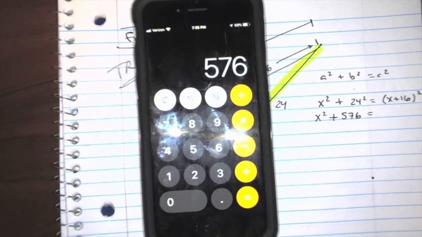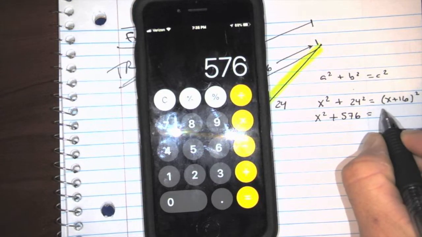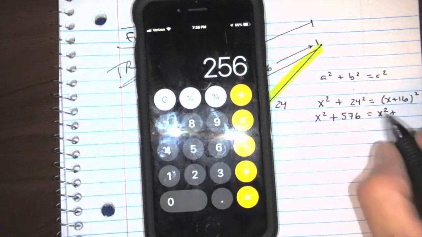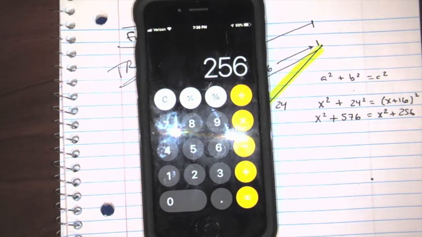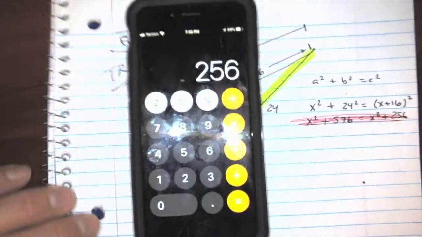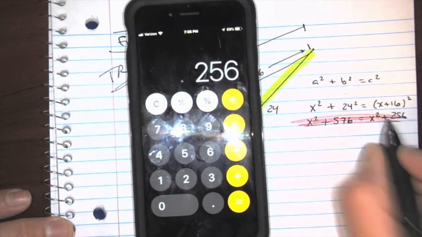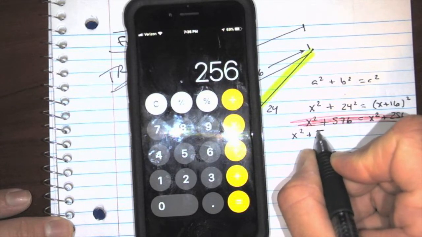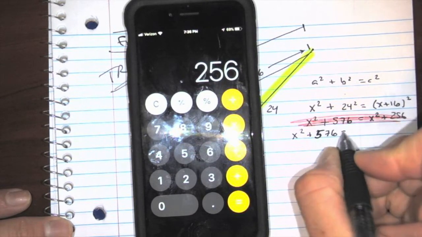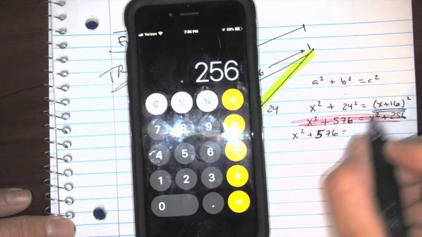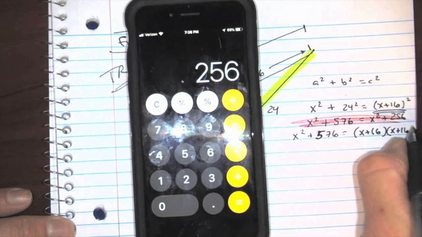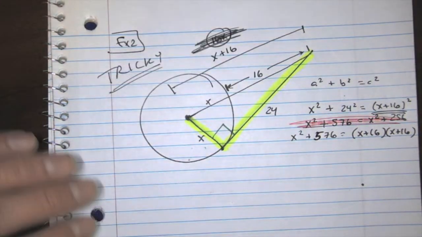It's a mistake that Algebra 1 students make back in their freshman year or their 8th grade year. They write x squared plus 256. x squared plus 256. That's it right there. No. Garbage. Straight up garbage. That's trash. x squared plus 576 equals. You need to write this x plus 16 two times. And you need to double distribute. That's the correct way to do this problem.